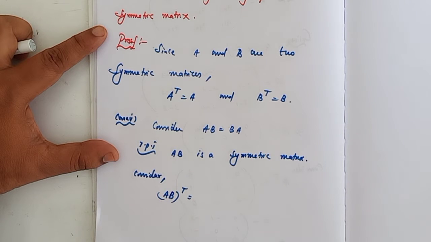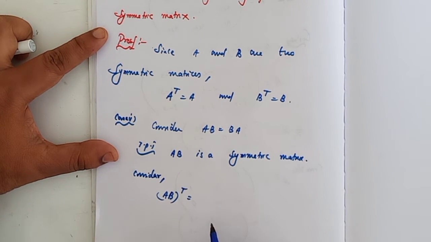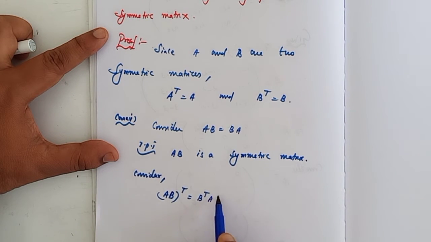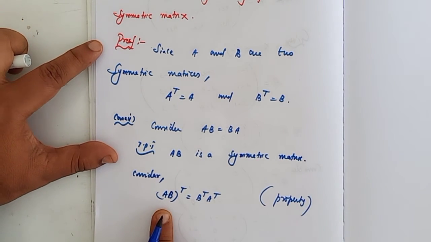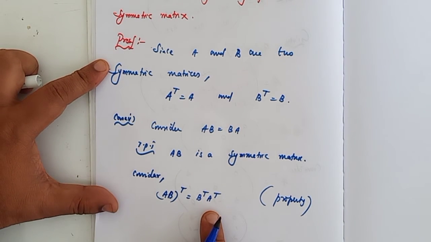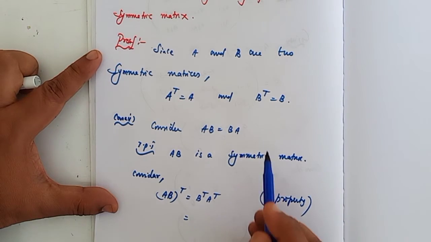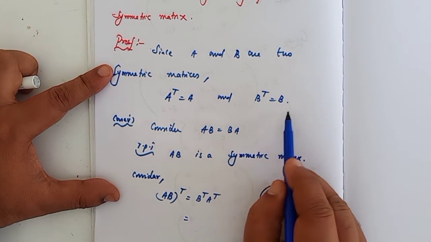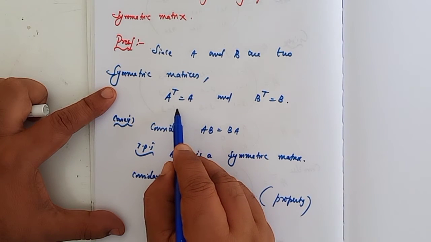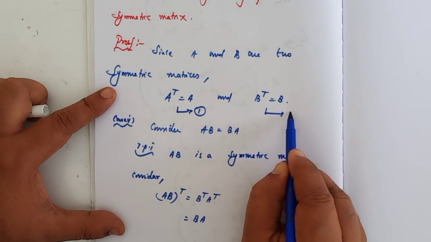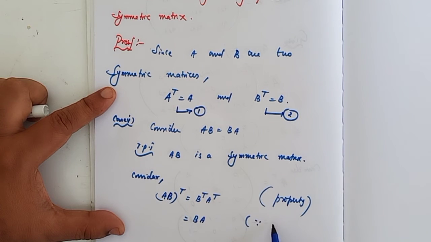AB whole transpose equals, we know the property, B transpose into A transpose. That is a property. So, AB whole transpose equals B transpose into A transpose. B transpose equals B, and A transpose equals A. So, this can be replaced by B into A. Let it be number 1 and 2. Here you write the reason, since from 1 and 2.